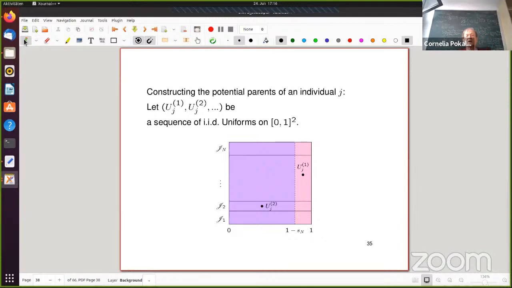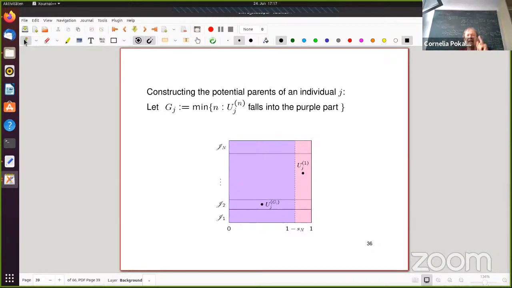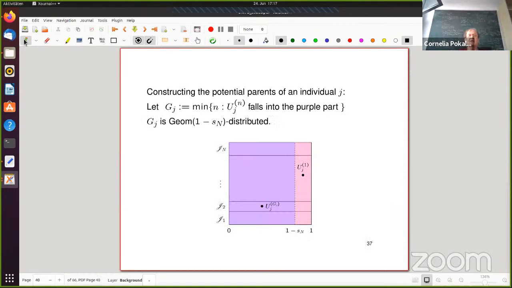And this is to stop when some of those U's falls into what is here the purple region, right? We have here this thing which has a width 1 minus Sn, the purple thing, and then we have the pink thing which has a width Sn, right? And we throw these U's as long as until we hit the purple thing for the first time. And that's a geometric number of trials. Here are the geometrics, right? That's the GJ, the trials up to the first success when we hit this core area, the purple area. That's geometric with parameter 1 minus Sn.